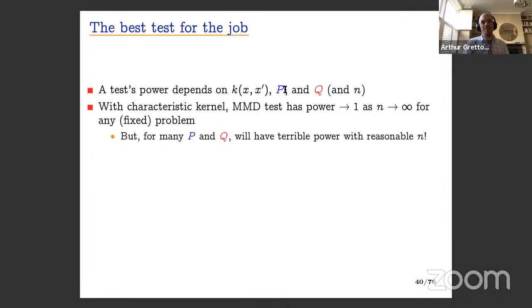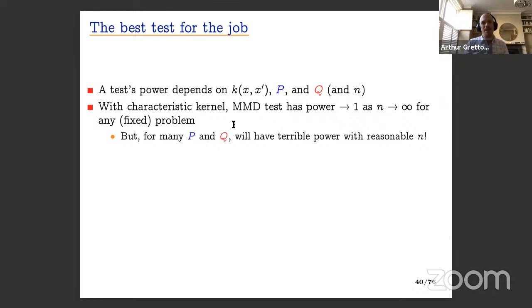So a test's power depends on many things. The power is one minus the probability of a false negative, just to be clear. It depends on the kernel, on P, on Q, and on how many samples I've seen. Now, I specified earlier that if my kernel is characteristic, then my population MMD is not going to be 0 if P and Q are different. That means, as we've seen earlier, the power goes to 1 as I see more samples.